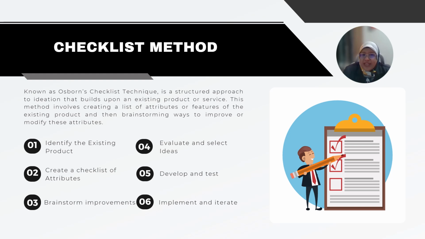The final product is then launched to the market. This example illustrates how the checklist method can be applied to innovate a product, in this case, a smartphone. By systematically examining and modifying existing attributes, new ideas can be generated that significantly improve the product or services. This method also encourages creativity and innovation by challenging the status quo and exploring the new possibilities.